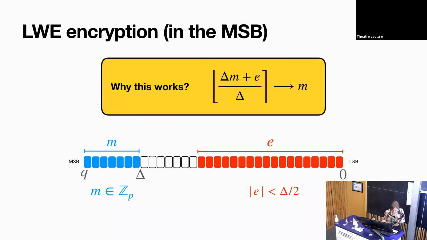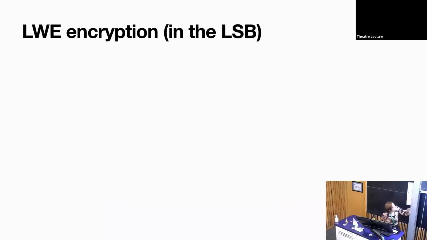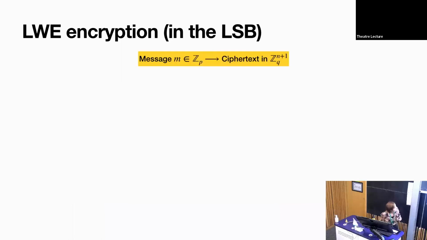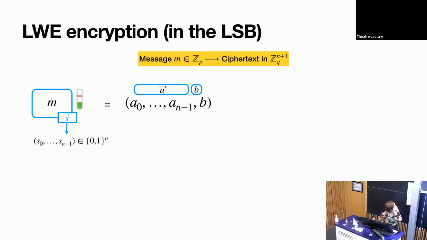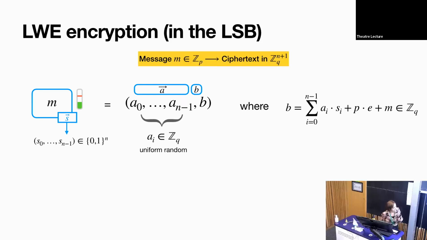As I said, you can encrypt in the most significant bits, but you can also encrypt in the least significant bits if you want. This is the approach used by BGV, for instance. The encryption is exactly the same, but there's a little difference. Before, you had the error plus delta M. Right now you have the message in the least significant bits, and you rescale the error by P, where P is the plaintext modulus.